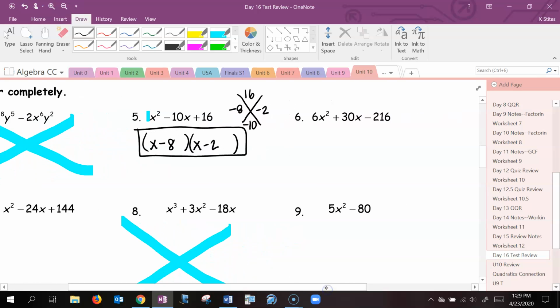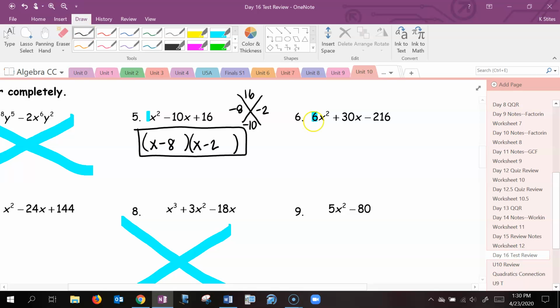Now, in number 6, you see we have a 6 in front. So we want to first check if that 6 divides evenly into each of your terms. I know that 30 is divisible by 6. But the 216 I'll check. I'm just doing 216 divided by 6 in my calculator, and it does go in evenly. It gives you a 36.